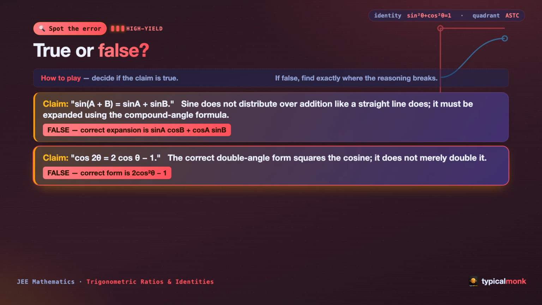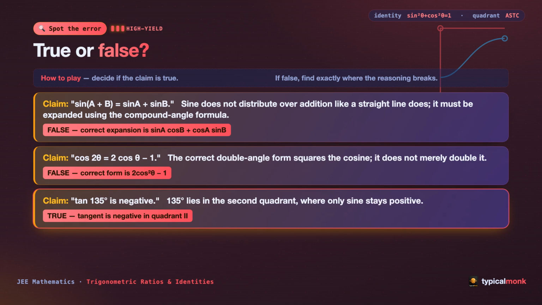Second claim, cosine 2 theta equals 2 cosine theta minus 1. Think carefully. The correct double angle form squares the cosine. It does not merely double it. So this is false. The correct form is 2 cosine squared theta minus 1. Third claim, tangent of 135 degrees is negative. Check the quadrant. 135 degrees sits in the second quadrant, where only sine stays positive. This one is true. Tangent is indeed negative there.